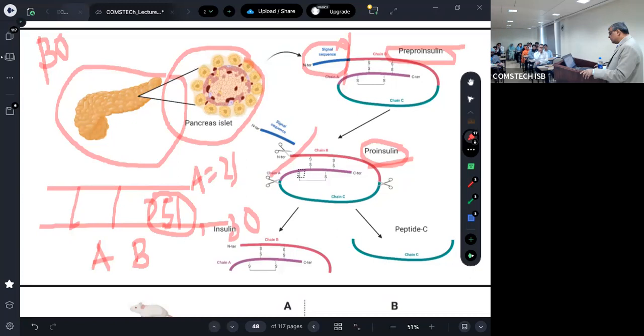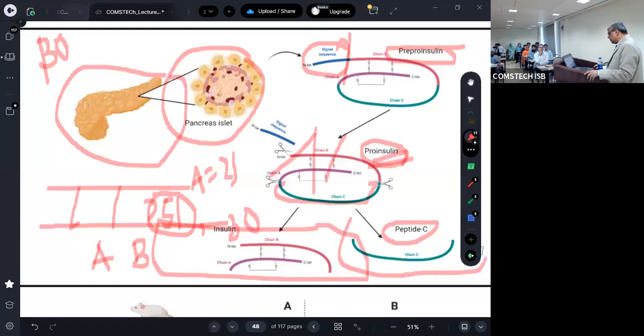Between the A chain and B chain, there is a disulfide bridge, a cysteine disulfide bond. And when proinsulin is converted to insulin, what happens? This yellow part, this green part, we call it C peptide. These two chains are connected by a peptide, called the connecting peptide, short name C peptide. So from proinsulin, equimolar amounts of insulin and C peptide are produced.